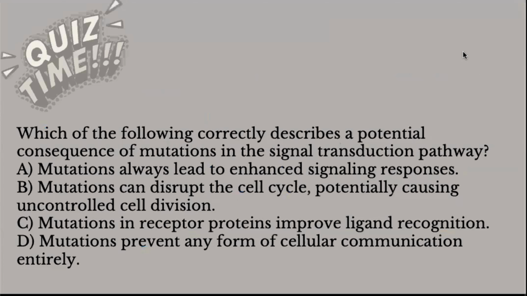Okay, so let's take a look at a quiz question. Take a moment, pause this video, and then unpause once you've completed the answer, and we'll review together. Okay, now that you're done reading the question and potentially answering the question, let's try to review this question together. It says, which of the following correctly describes a potential consequence of mutations in the signal transduction pathway?